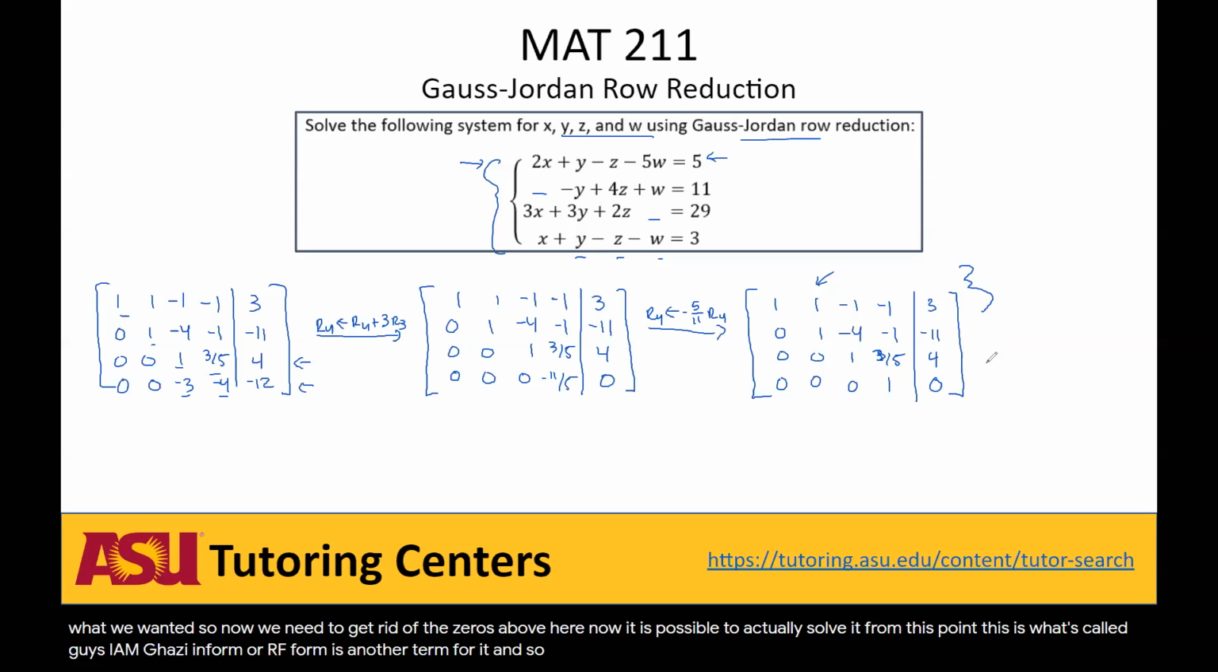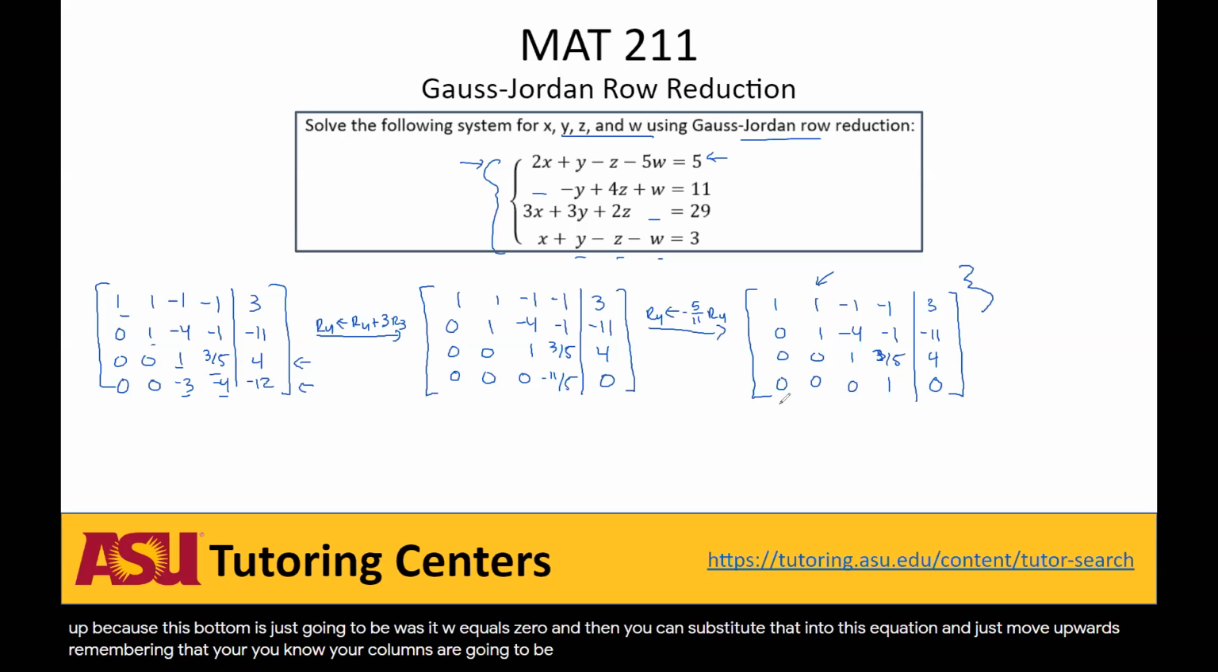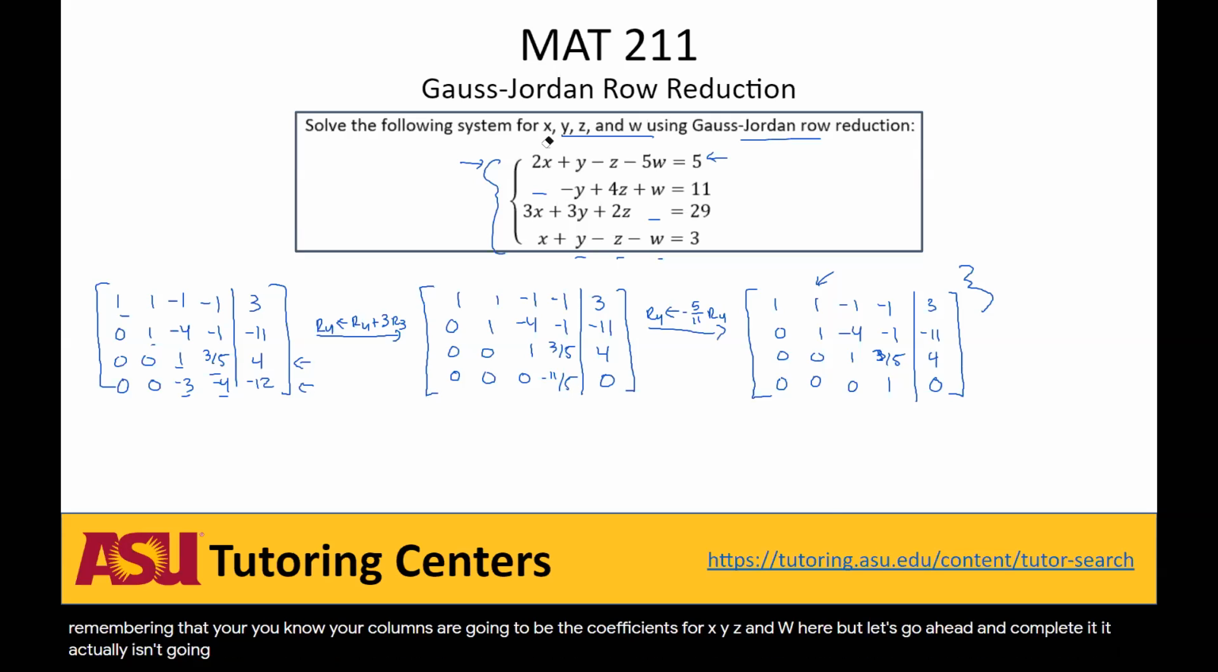And so you can use back substitution, starting with the bottom and working your way up, because this bottom is just going to be W equals 0, and then you can substitute that into this equation and just move upwards, remembering that your columns are going to be the coefficients for X, Y, Z, and W here. But let's go ahead and complete it. It actually isn't going to take us too much longer at this point.